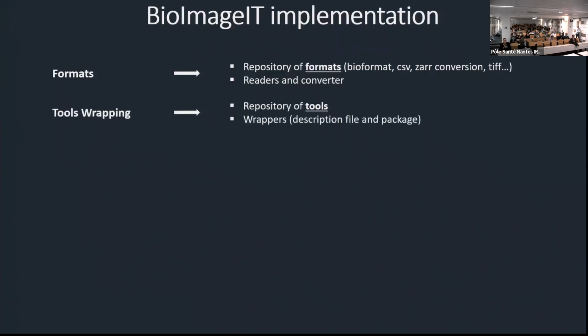The second one is the tool wrapping. Every tool integrated in BioimageIT comes with its own wrapper. And what is a wrapper is a description file, which makes the bond between the algorithm, your tool, and the user interface. The third one is the runners, which, it's in the name, they run the tool from the wrapper.